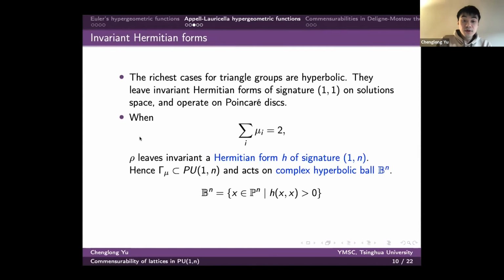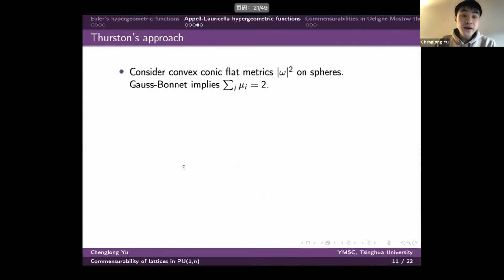So this group, we also have non-discrete ones. This subgroup will be a group in PU(1,n), which is a projective group keeping the Hermitian form invariant, and it will naturally act on the complex hyperbolic ball Bn. The complex hyperbolic ball Bn is all the lines inside this n plus 1 dimensional vector space that are positive lines under the Hermitian form. So it will be a Hermitian symmetric space. The corresponding automorphism group is exactly this PU(1,n). All right, so why do we care?